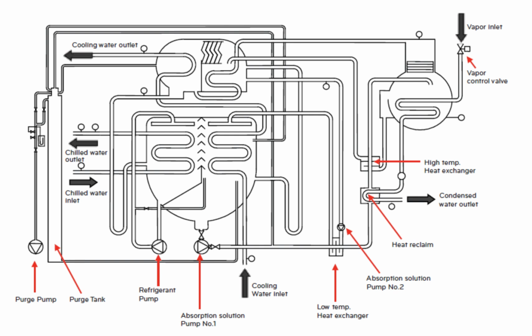Concentration is about 58% under normal operation as shown in the diagram. It is called diluted solution. The temperature of the diluted solution gathered becomes high, about 120–130 degrees Celsius, exchanging heat via the low-temperature heat exchangers, heat reclaim and high-temperature heat exchangers, and the diluted solution goes up to the high-temperature regenerator by the absorption solution pump.